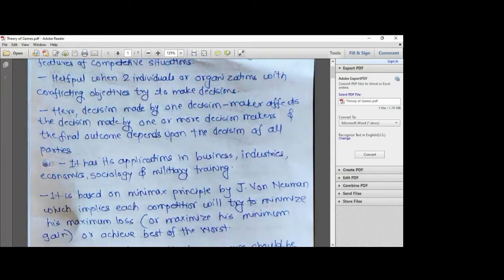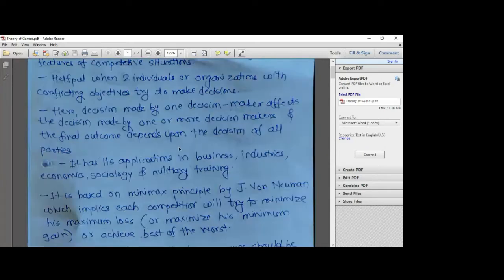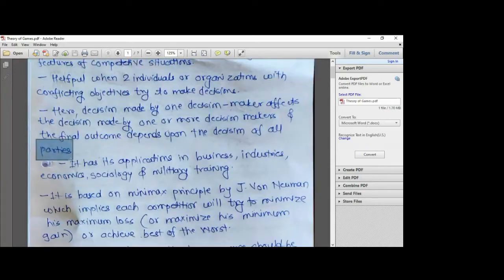All the stakeholders or all the players are going to make a certain decision, and the decision of one player is going to affect the decision of the other player, and the decision of the other player is going to affect the decision of the different players after him. So those decisions are going to be made by every player, and lastly there will be a certain outcome, and the final outcome will depend upon the decisions of all the parties or all the players, right?